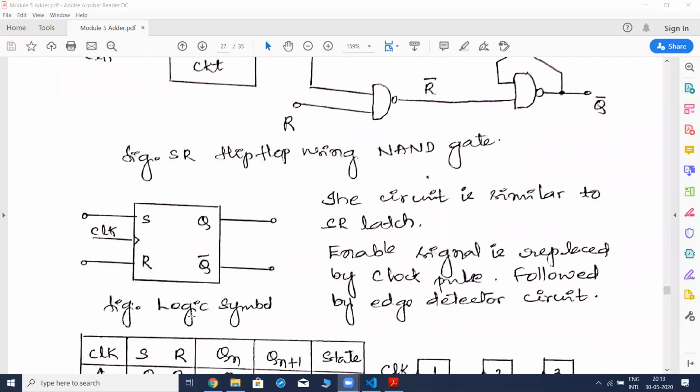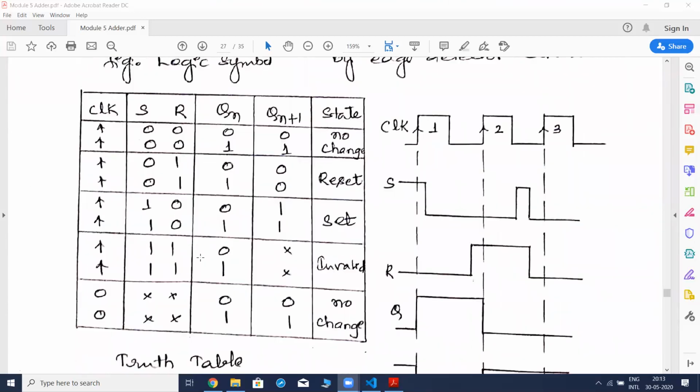In this SR flip-flop, we have the logic symbol shown like this. We have two inputs, which are S and R. We have a third input also, which is the clock signal, and we have two outputs, which are Q and Q bar. The symbol is almost similar to the SR latch, except for this clock. If you write enable over here, it becomes an SR latch. If you write clock here, it becomes a flip-flop. That's all.